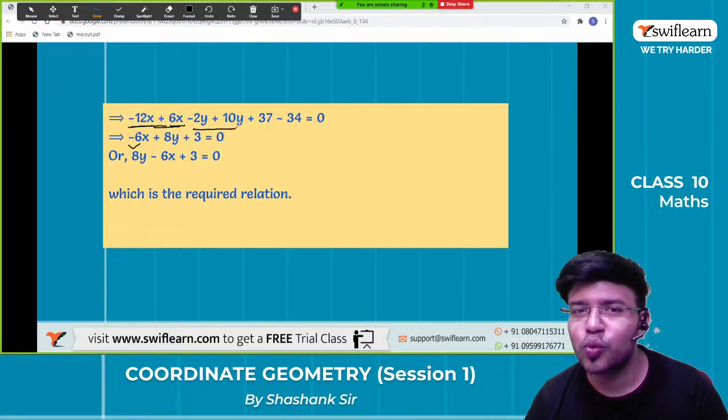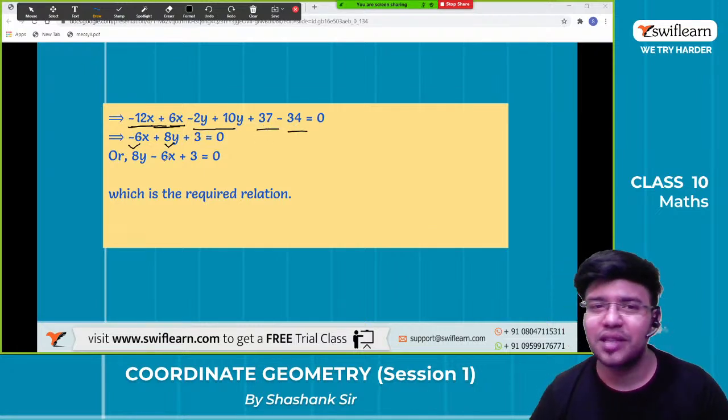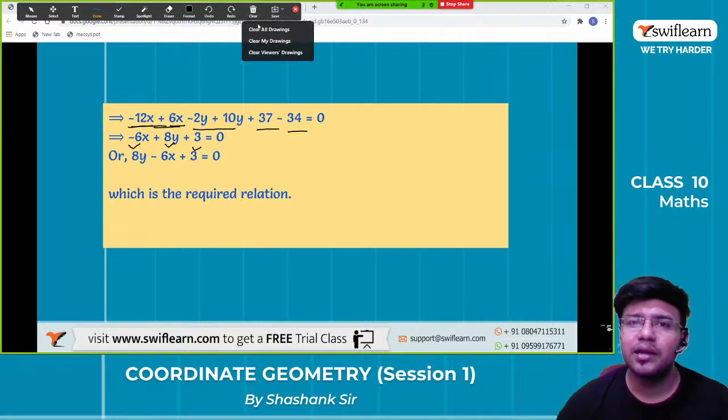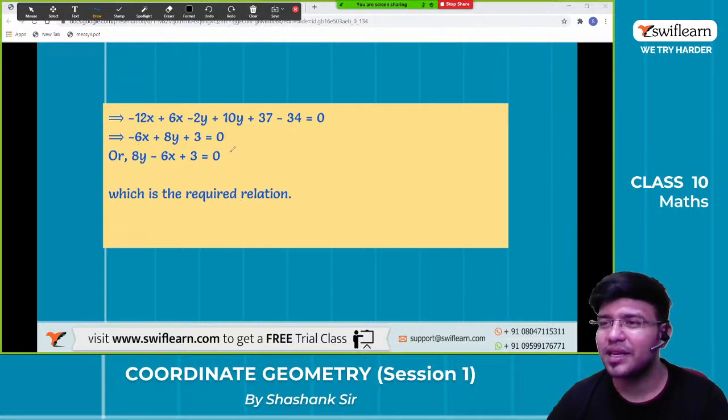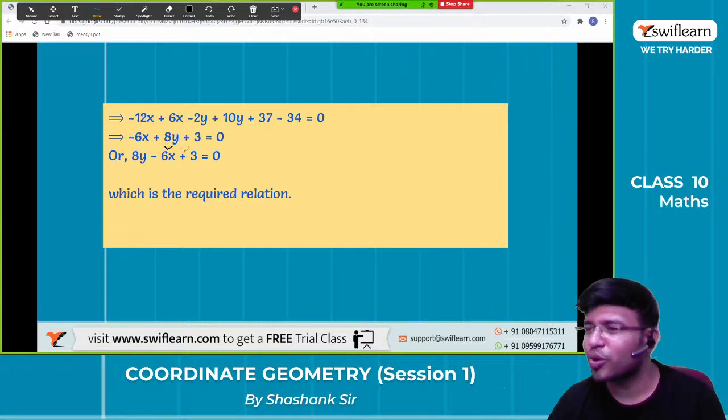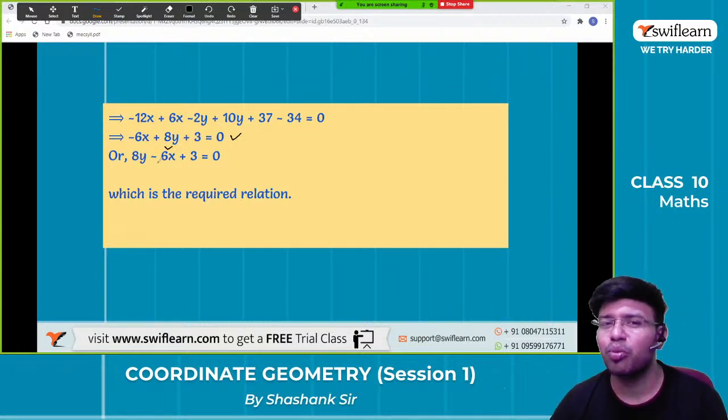Okay, minus 2 plus 10 is 8, so you get plus 8y, and 37 minus 34, how much is that? You get 3. Now minus 6x plus 8y plus 3 is equal to 0. This is what you got. Now you can write the positive term first. So 8y minus 6x plus 3 is equal to 0 is the equation of the line where all the points are equidistant from the given 2 points.